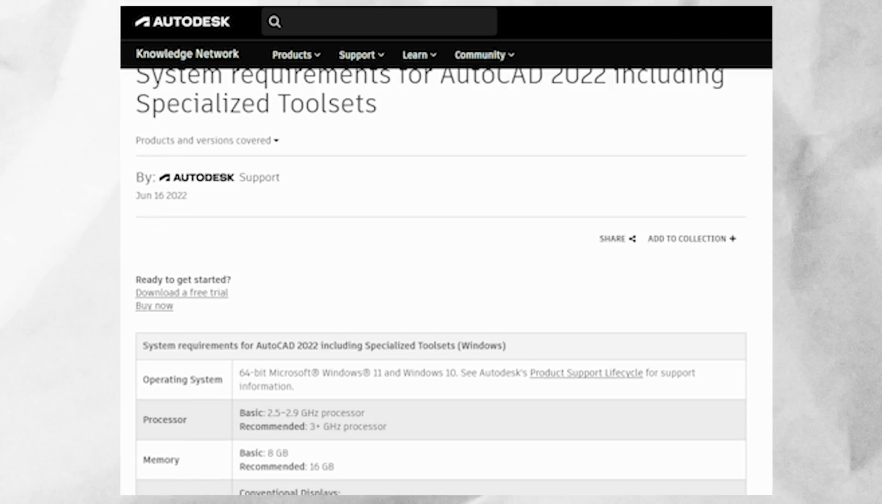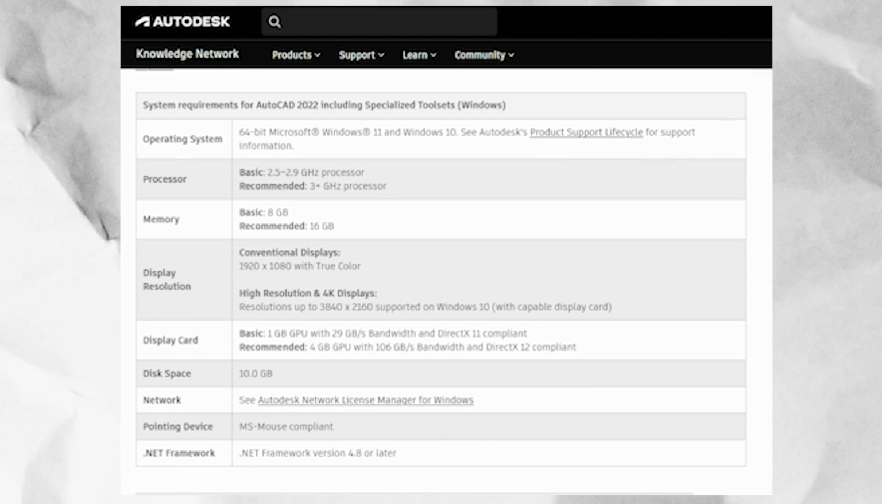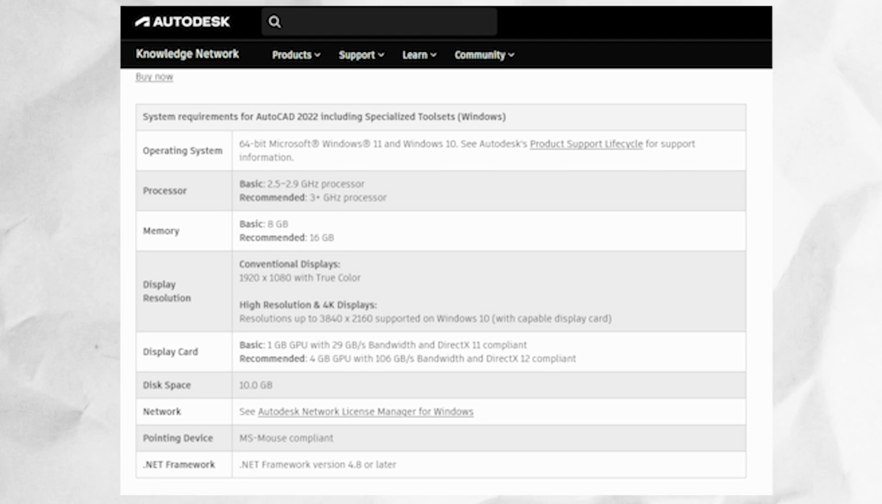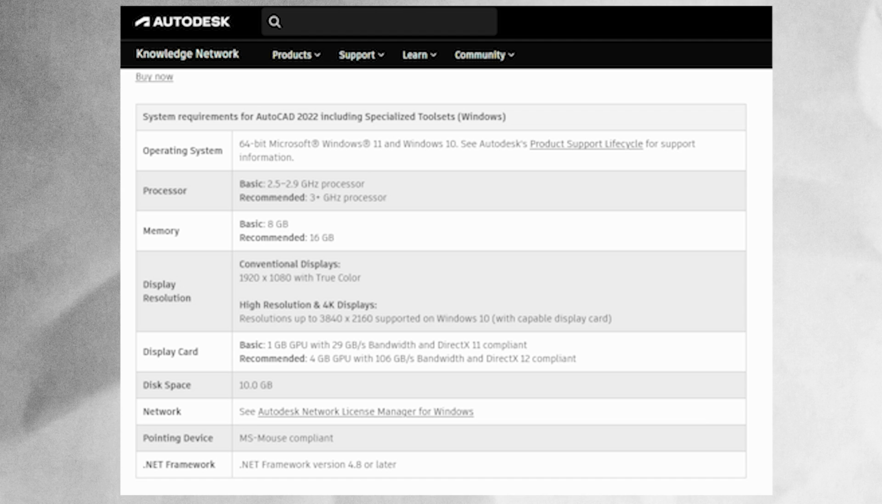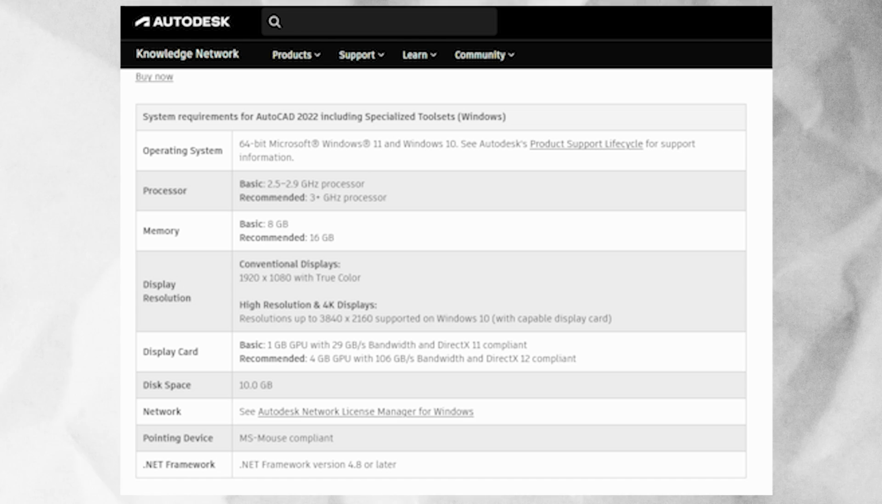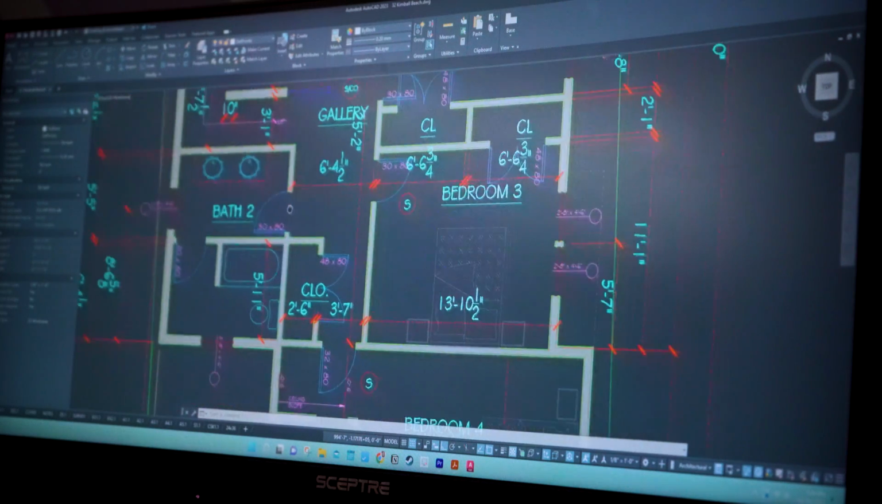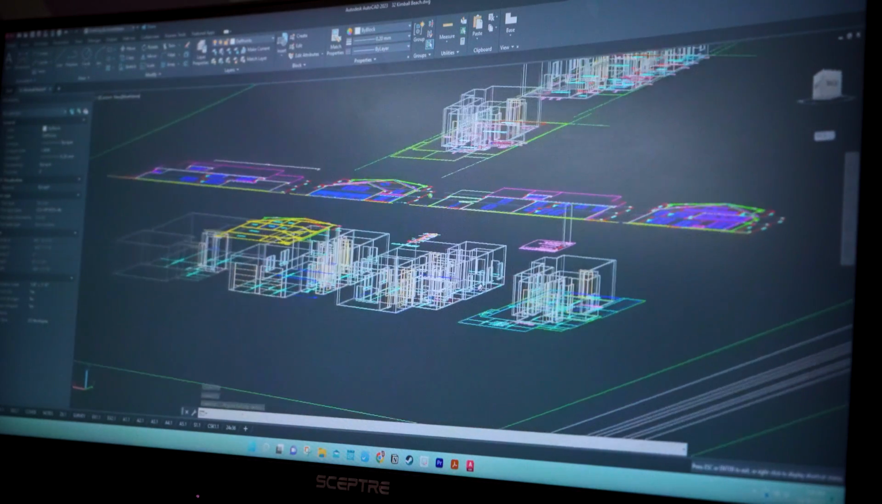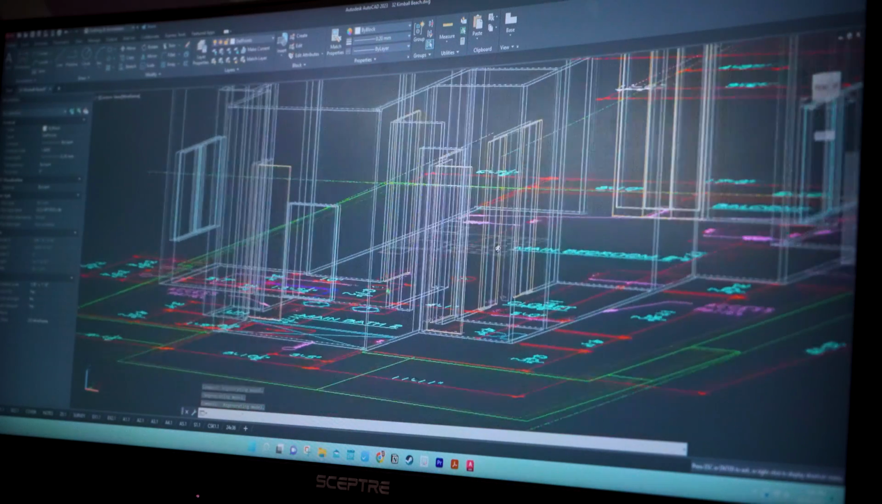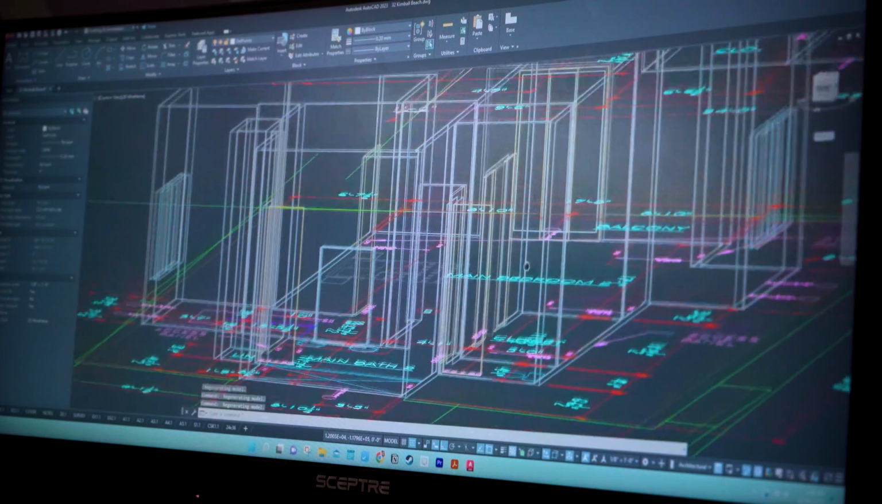To look at the newest version of AutoCAD, it says that the minimum requirement would be a 2.5 to 2.9 gigahertz processor with a recommendation of 3 or more. As for memory, the basic is 8 gigabytes, but the recommended is 16 gigs. Then the display card, so the GPU, would be a minimum of 1 gigabyte GPU with 29 gigabytes per second bandwidth, and the recommended is a 4 gigabyte GPU with 106 gigabytes per second bandwidth. So that's the minimum qualification to be using AutoCAD without any lagging and fairly smoothly.